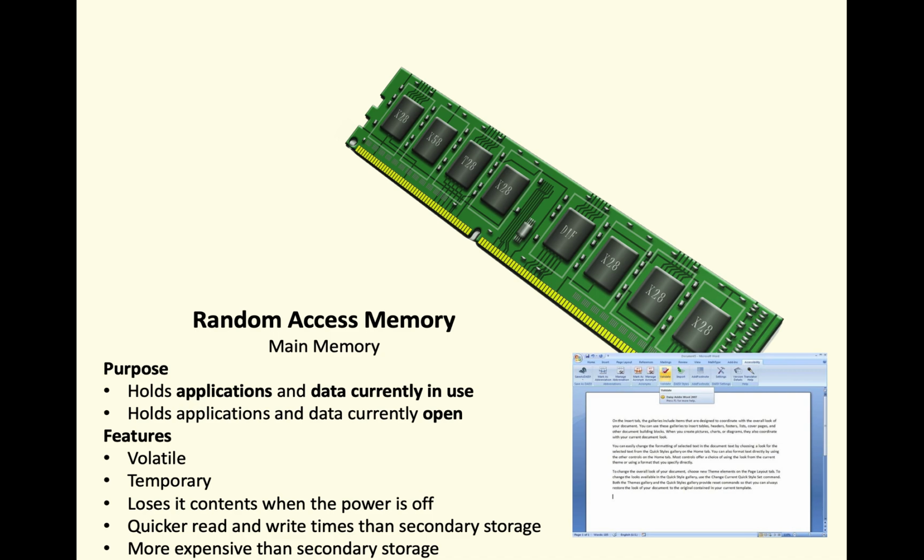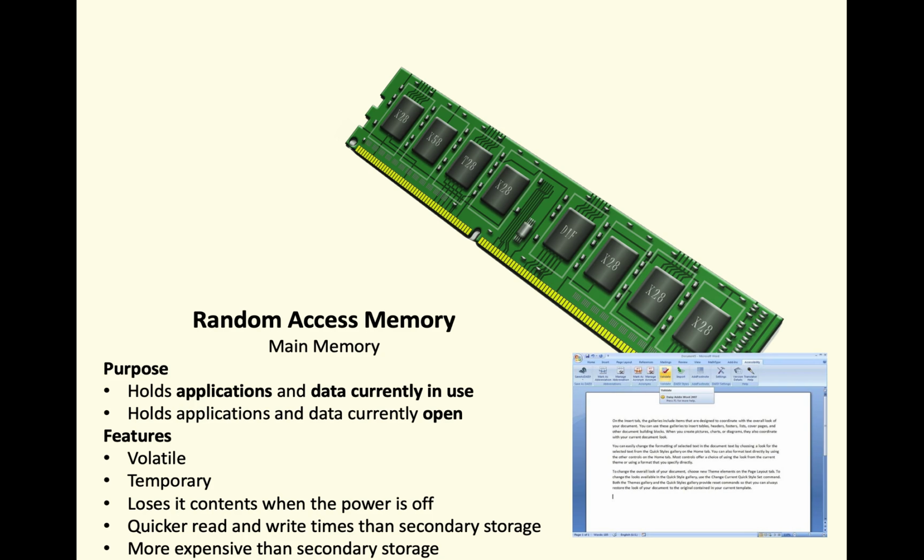Now, its features are it is volatile, it is temporary, and it loses its contents when the power is off. So those second 2 points mean the same as volatile. So if you're going for those big marks in the exam, you're going to describe RAM as temporary memory that loses its contents when the power is off and is volatile. It holds data and applications that are currently in use or open. And it has quicker read and write times than secondary storage, but it has less capacity. And a big reason for why we don't just have a lot more RAM in our computers, aside from it being volatile, is that it's more expensive than secondary storage.